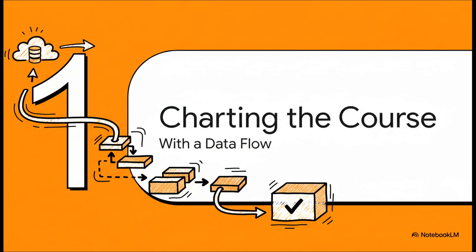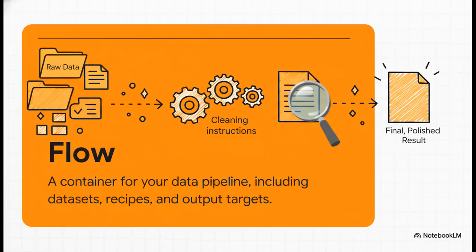Well, every journey needs a map. And in data prep, that map, that starting point, is called a flow. Think of a flow like the master blueprint for your whole project. It's the container that organizes everything, your messy initial data, all the cleaning steps you're about to apply, and of course, the final polished results. It just keeps your whole process neat and maybe more importantly, repeatable.